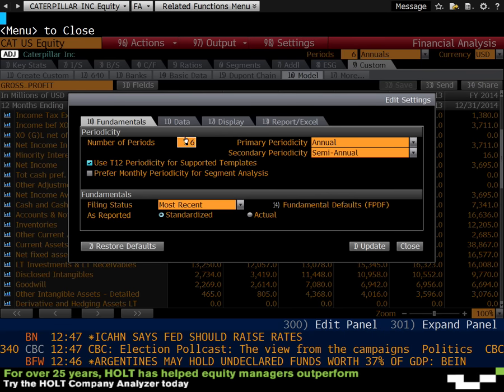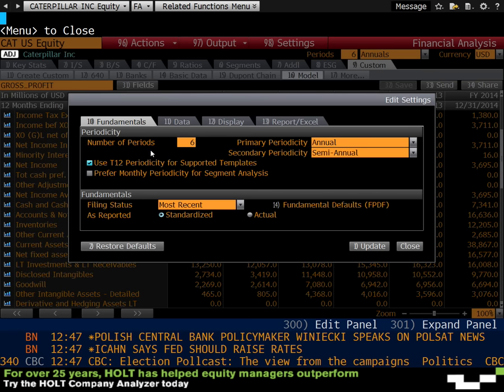We're going to use 6 years of historical data, so make sure number of periods says 6. I think it defaults to 10 in your account. You only want 6 years of data, because the model's not looking for more than 6. And then make sure it says standardized. It should by default, but just make sure.